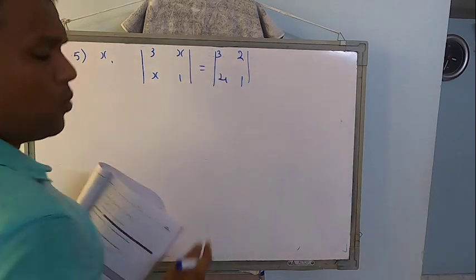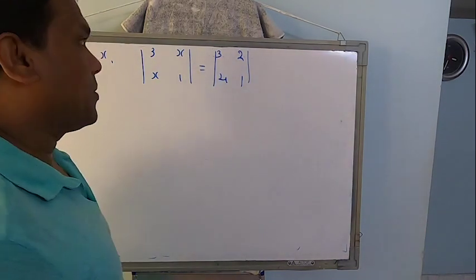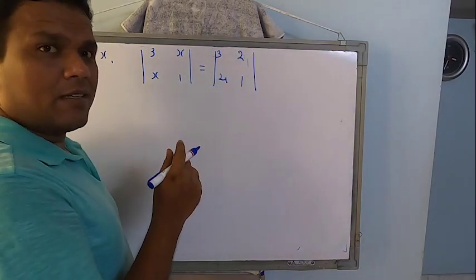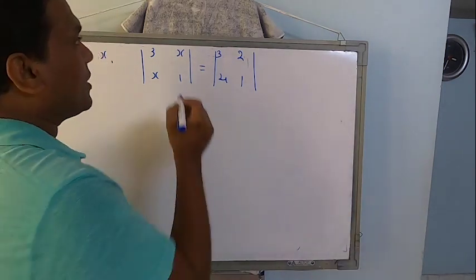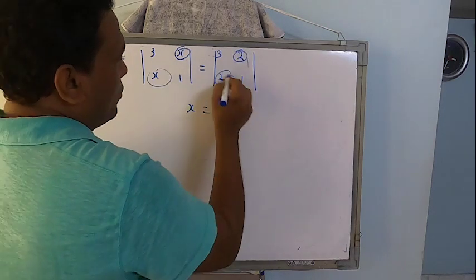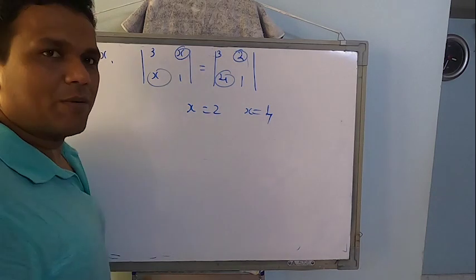See, most of the students will make a common mistake. Let me tell you what it is. They will think this is something like two matrices being equal, so their corresponding elements are equal. What they do is they will say x equal to 2 and x equal to 4. This is what they will say. Some students, not every student, will make this common mistake.